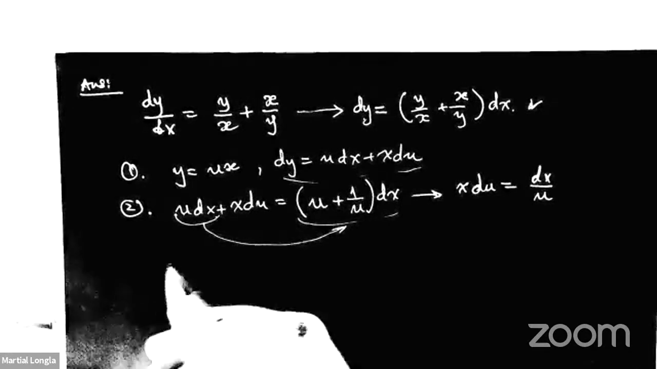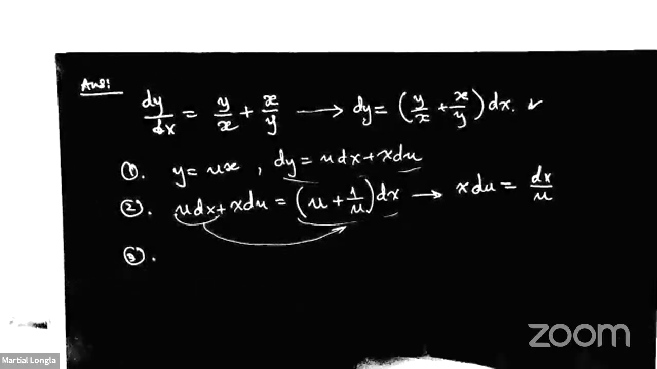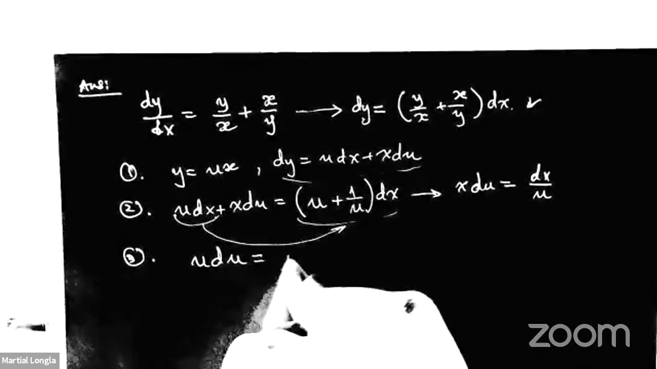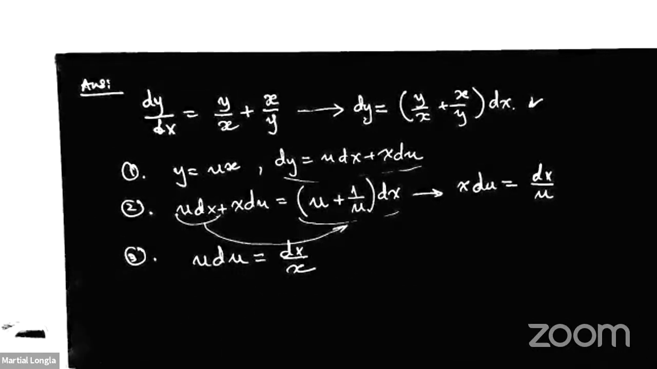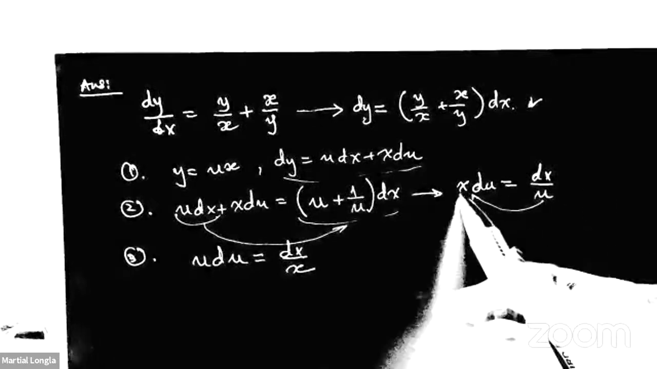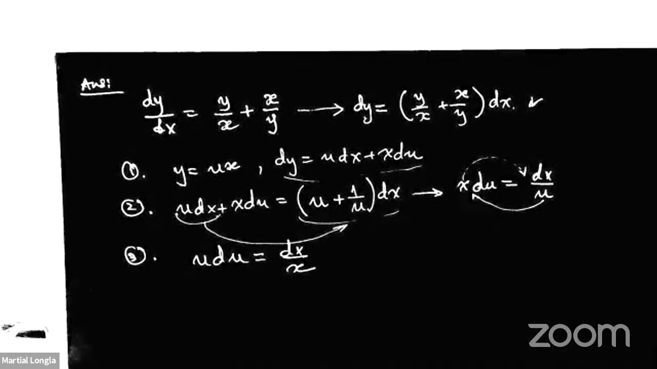Straightforward. And now the third step is solve the obtained separable equation, which is u du equals dx over x. That's what we get. Why? Because u goes here, it becomes times. Dx goes over here, it becomes 1 over.